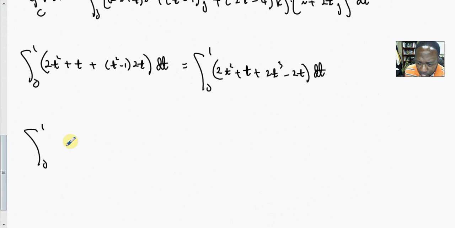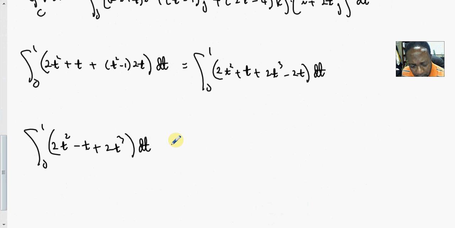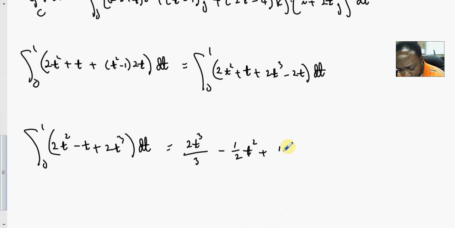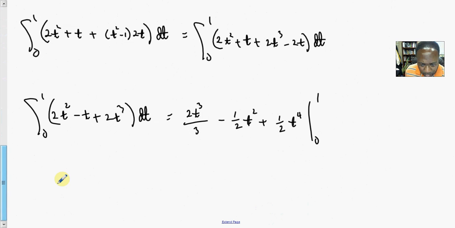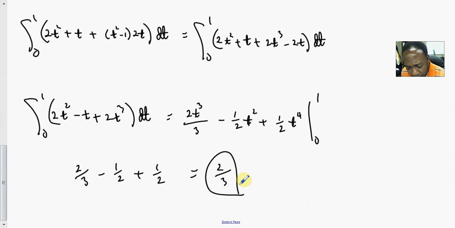This is the integral from 0 to 1 of 2t squared minus t plus 2t to the third. Now we integrate. So we get 2t cubed divided by 3, minus 1/2 t squared plus 1/2 t to the 4th, evaluated from 0 to 1. So we get 2/3 minus 1/2 plus 1/2, and that just gives us 2/3.